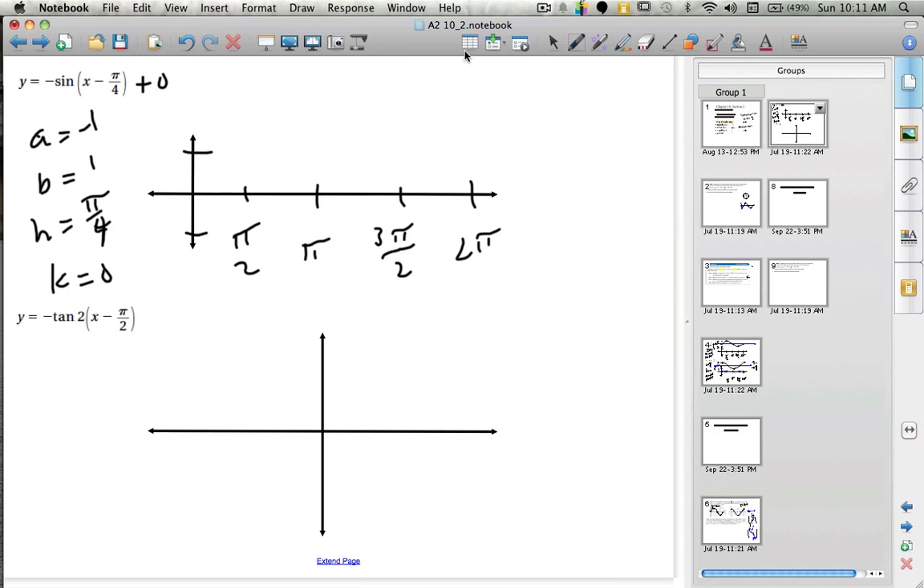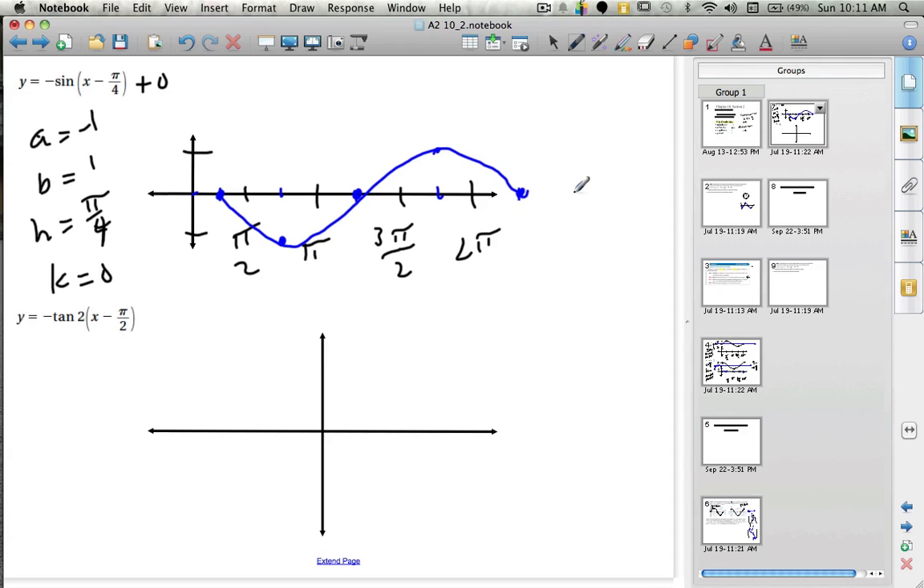Then the whole thing is going to shift by pi over 4. All right, so here's pi over 4. Everything shifts a little bit to the right. Okay, I'm still going to start here, but because my amplitude is negative, when I do my first step, I go down, and then I go up, and then here, and then here. And this is what my translated and reflected graph looks like.